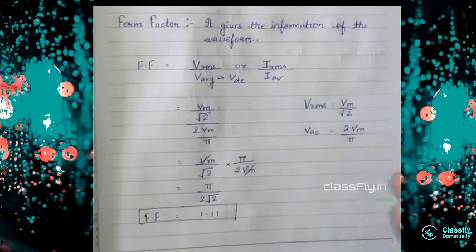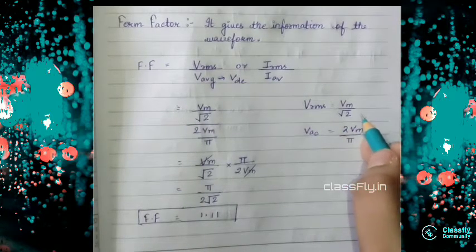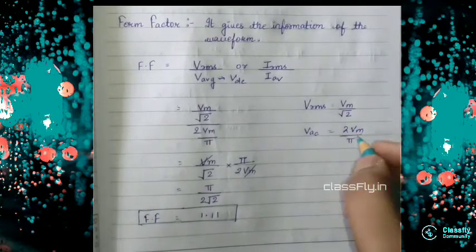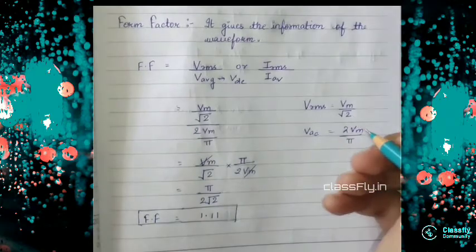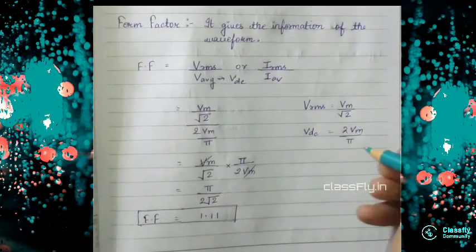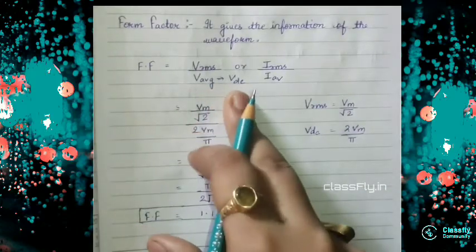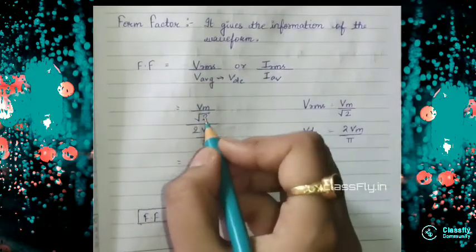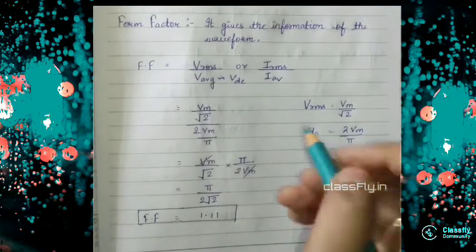We know that VRMS is equal to Vm by root 2. We have done this in part 2 of the full wave rectifier. And VDC is equal to 2Vm by pi. I have said V average we can state as VDC. So we will put VRMS as Vm by root 2 and V average or VDC as 2Vm by pi.